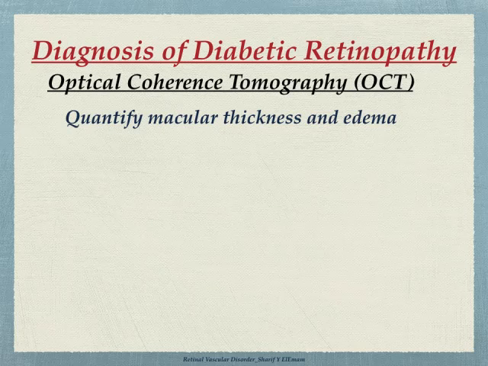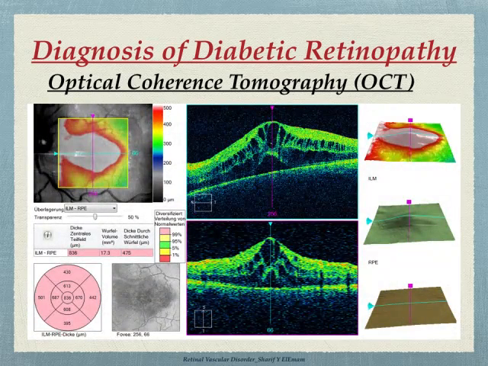Optical coherence tomography is another test that we can use also to detect the presence of macular edema in the central area of the fundus. We can quantify macular thickness and the presence of edema. This is an OCT, or optical coherence tomography, image showing the presence of macular edema or intraretinal fluid inside the macula as well as beneath the macula. This is what we call the subfoveal neurosensory detachment.